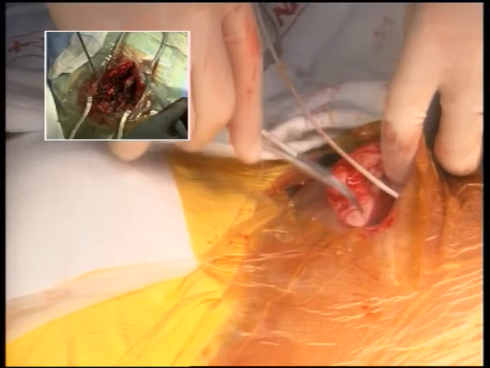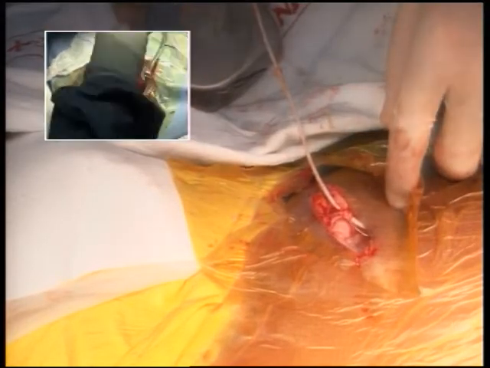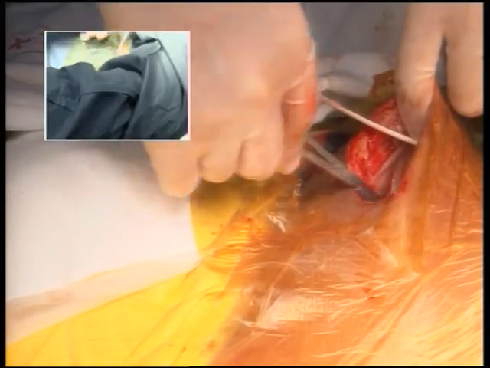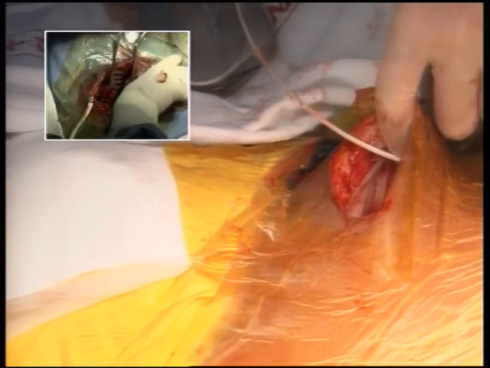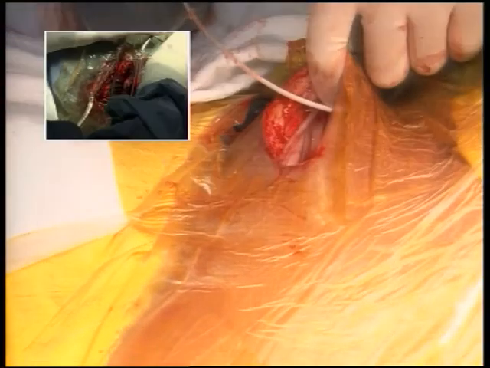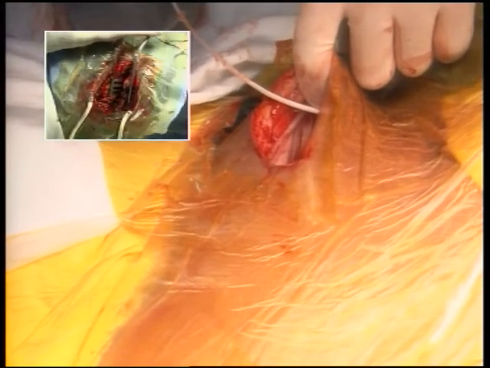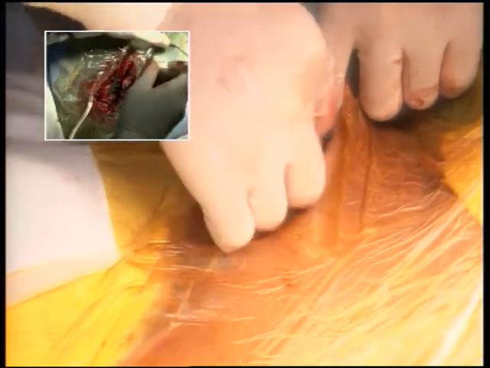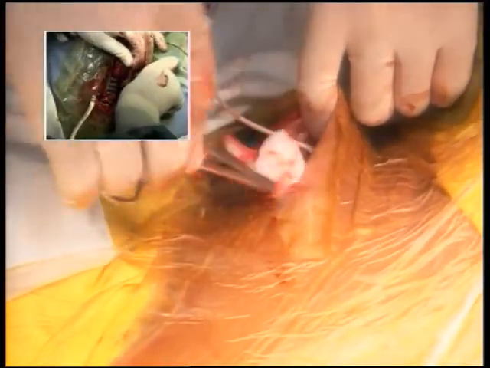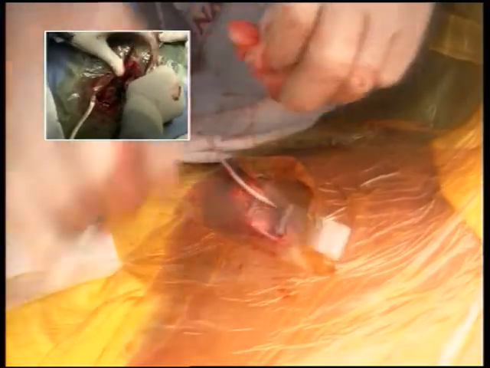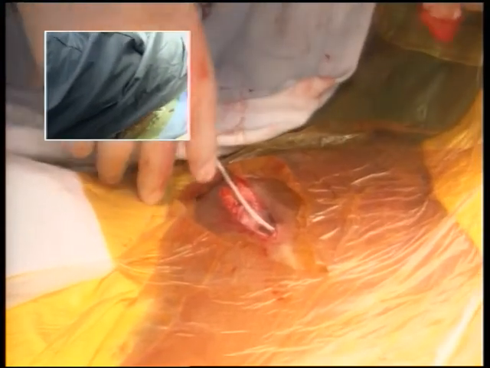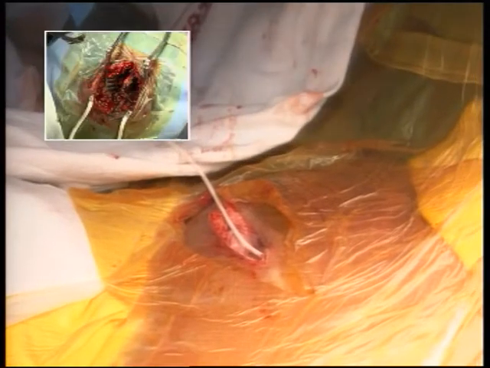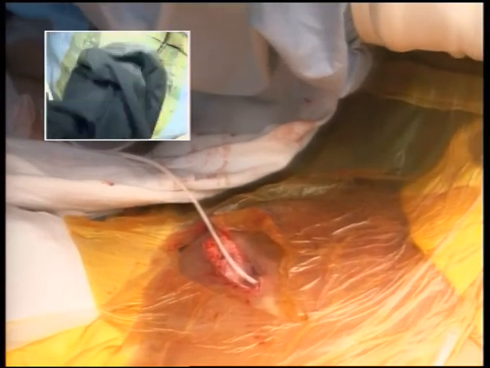Can I have the mosquito, please? Okay. Do you have such kind of a suture? A thick suture. Let me check. Big one. Gauze piece. Just a gauze piece, I think. Big suture, big needle. Reverse cutting, big needle. It doesn't matter.